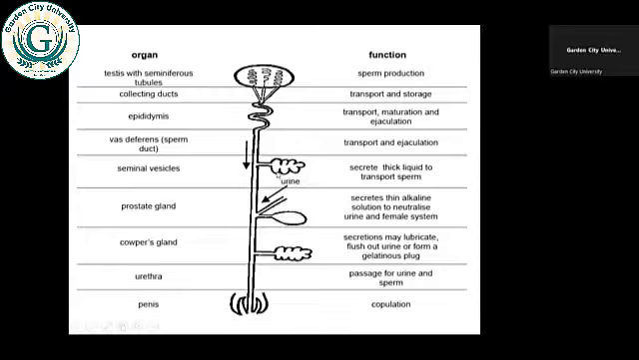epididymis. So you go and read through and check the functions, what they are for. Please mute yourselves. Mute yourself. Then the seminal vesicles, they secrete thick liquid and they transport sperms. The prostate glands, their function, secrete thick alkaline solution.